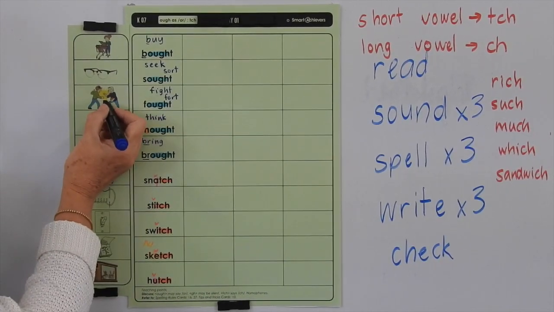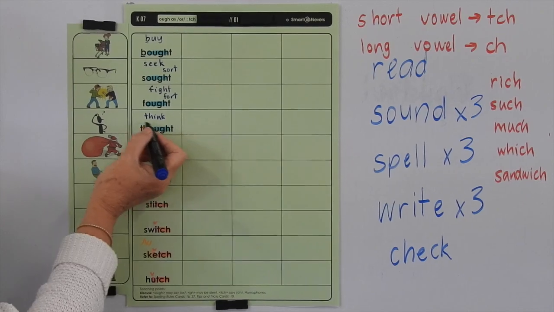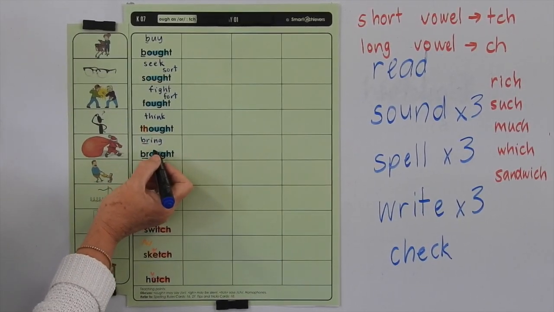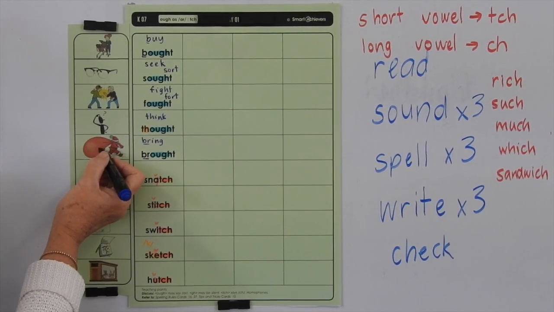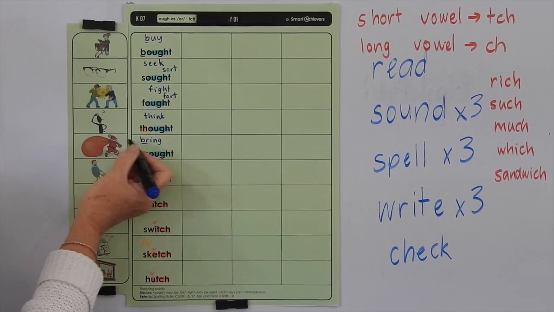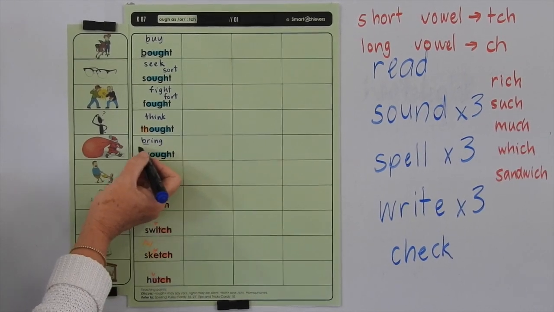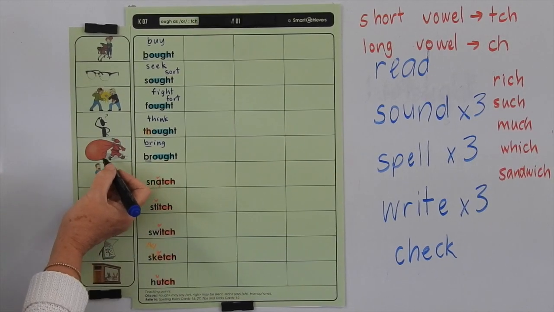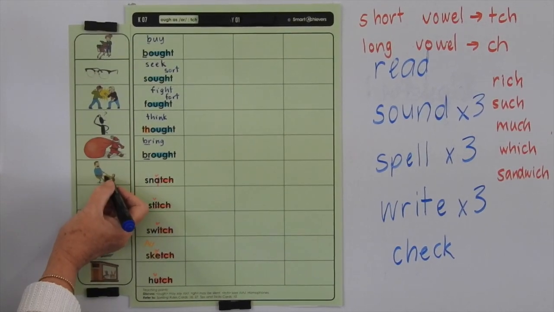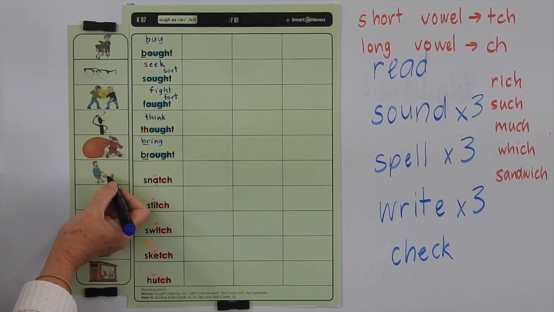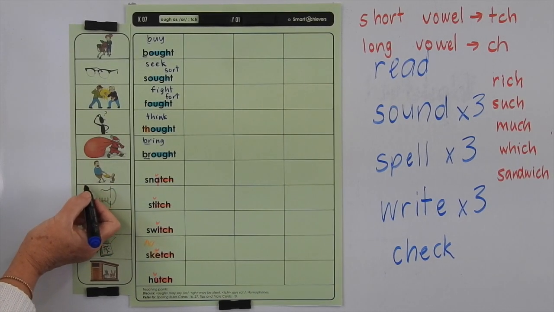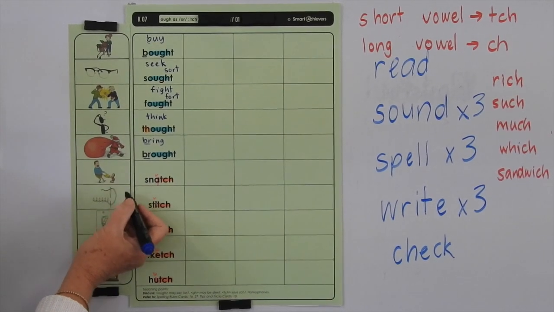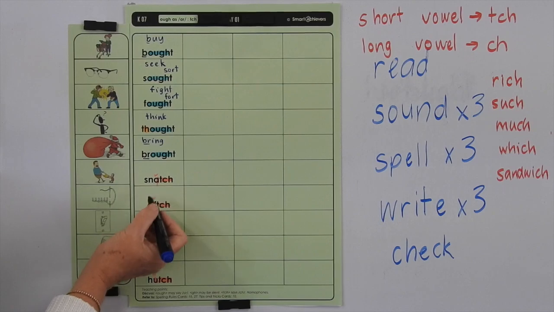Fought means when you fight with someone. Thought means when you're thinking about something, it's already happened. And brought means when something's already been brought to you. You've got it. Someone has brought it in the past. Now, snatch means to snatch something off someone in a not very polite way. We should wait for something to be given to us, but if you impolitely just take it from them and do it quickly, it's called a snatch.